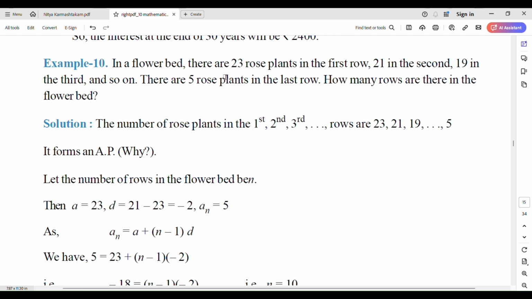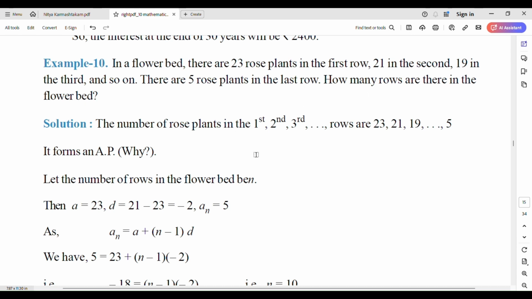In a flower bed, there are 23 rose plants in the first row, 21 in the second row, 19 in the third row. So each row there are basically 2 less. There are 5 rose plants in the last row. How many rows are there in the flower bed?